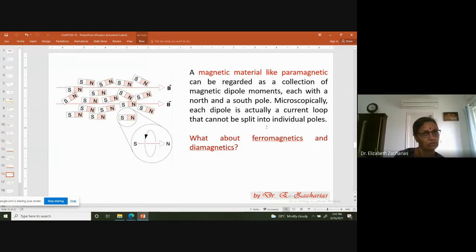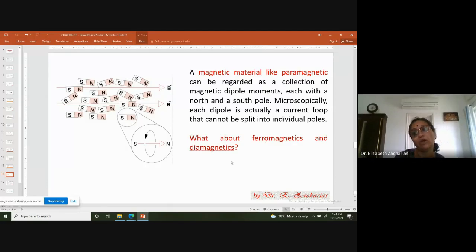Microscopically, each of these little bar magnets is actually a loop of current. This also explains how you cannot have isolated magnetic monopoles. A loop of current is like a tiny bar magnet, with a north and south pole. So a loop of current cannot be split so that there is a separate north pole and a separate south pole. That's the reason why we say that magnetic monopoles do not exist.